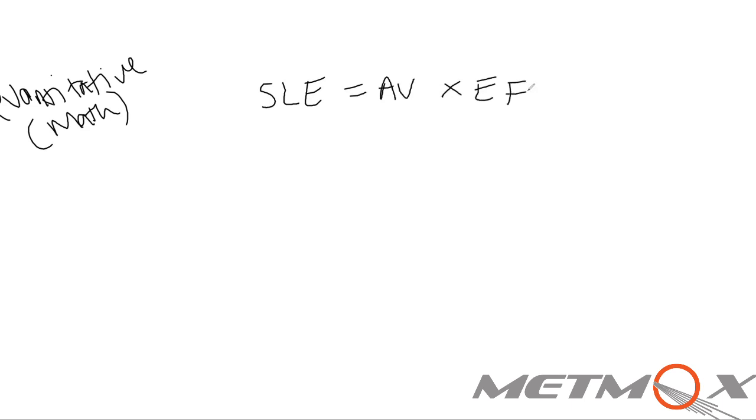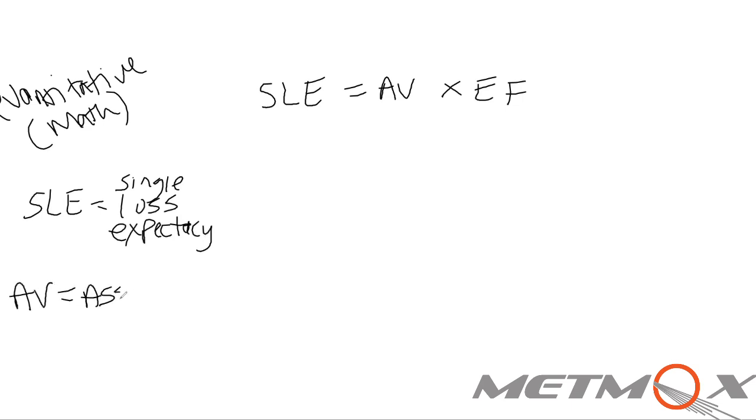That's our base equation. So the SLE is the single loss expectancy. So that's how much productivity or profit we're going to lose if this thing happens one time. So if Cody's laptop gets dropped out of a window and destroyed one time, what is the cost of that? Okay, so in order to know that, we have to know the AV, which is the asset value. And we also need to know the EF, which is the exposure factor. So the exposure factor is how much of the asset is lost or damaged because of the threat that happened.